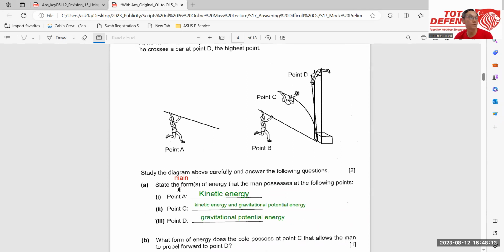So I will screenshot this section, and then we'll discuss here, this part. Capture, send.